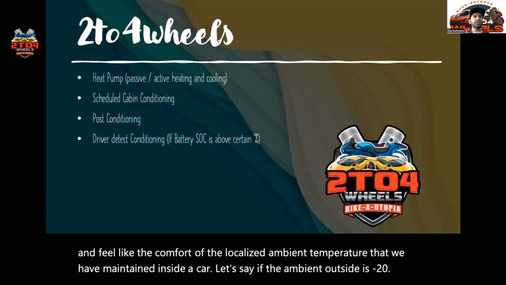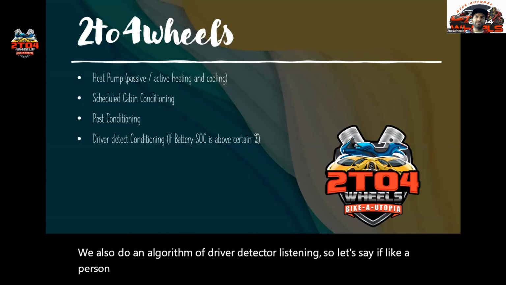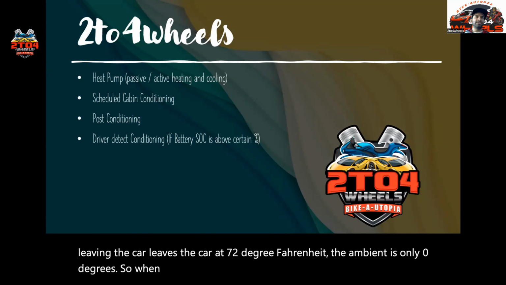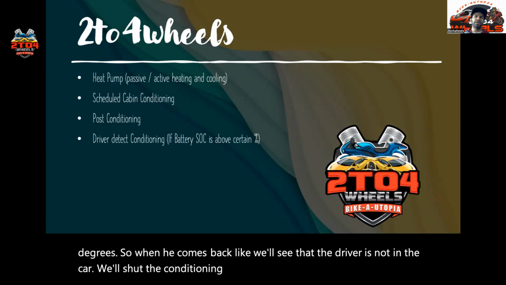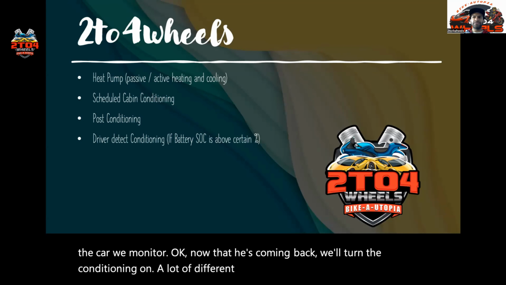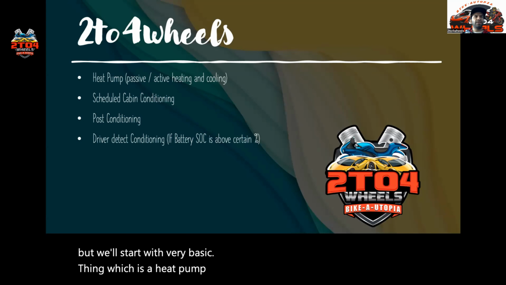We also do an algorithm of driver detect conditioning. So let's say a person leaves the car at 72 degrees Fahrenheit, and the ambient is only 0 degrees. We see that the driver is not in the car, so we shut the conditioning off. Then through the cameras around the car, we monitor, okay, now he's coming back, and we turn the conditioning on. There are a lot of different permutations and combinations going on, but we'll start with a very basic thing, which is a heat pump, and eventually I'll cover the other topics as well.